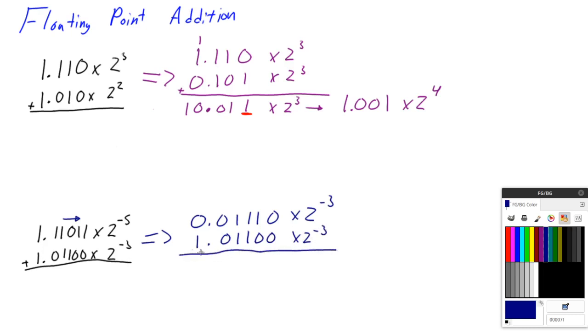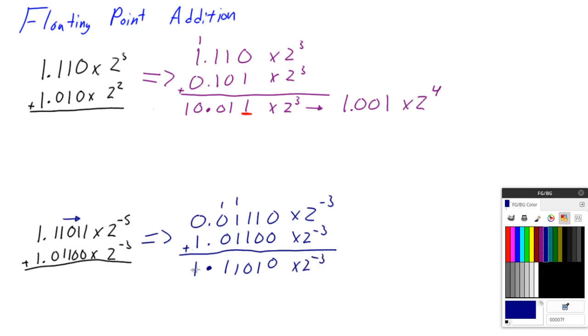And now let's just go through and add them like normal, right? We just leave the exponents, and we'll drop our decimal point down here as well. 0 and a 0 is a 0, 1 and a 0 is a 1, 1 and a 1 is a 0 with a carry, 3 1s is a 1 with a carry, 1 and a bunch of zeros is a 1, and 0 and a 1 is a 1, times 2 to the -3.